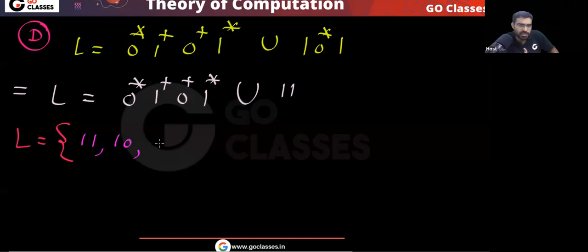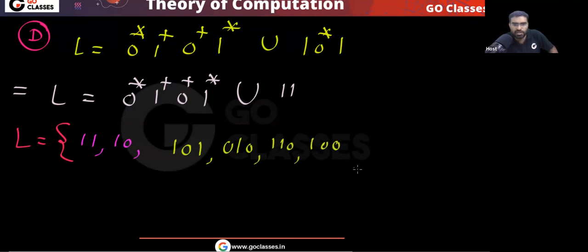How many 3 length strings can you create? Either you can create like this, or like this, or like this, or like this. Only these are the 3 length strings. Yes or no? Is this clear? You can check how many 3 length strings there are. Only these are the 3 length strings, and so on.